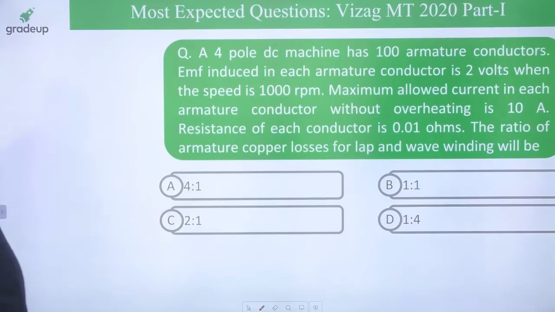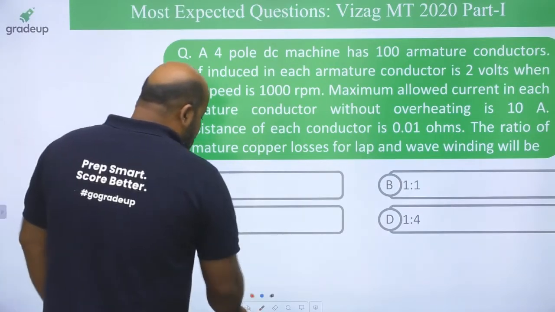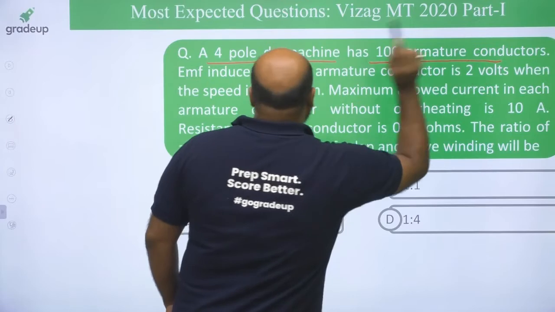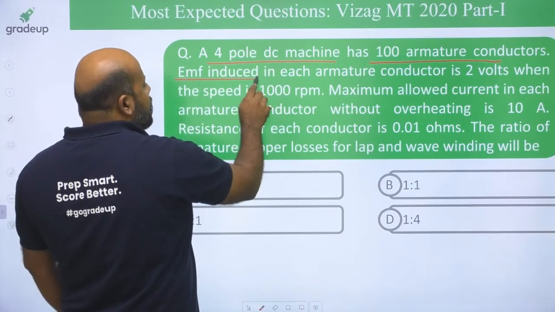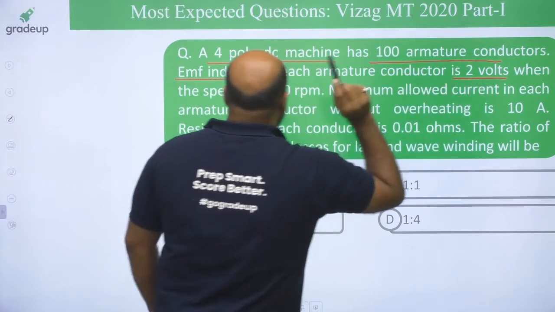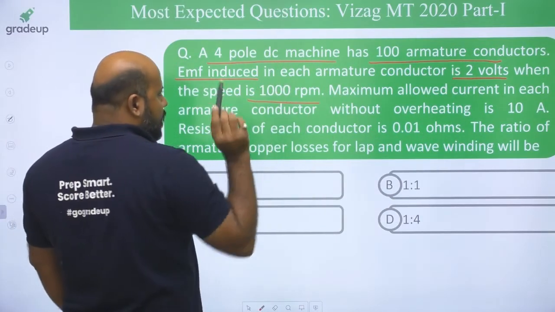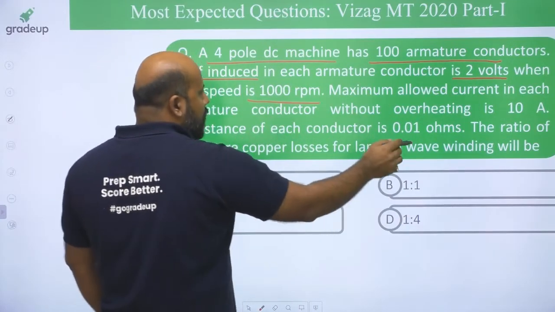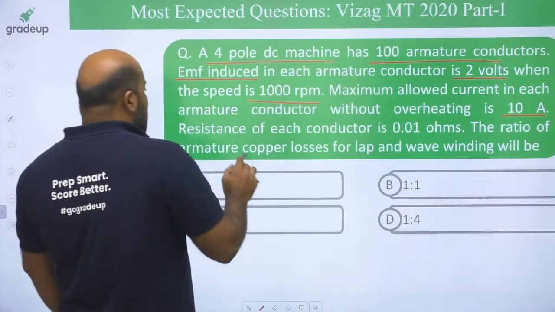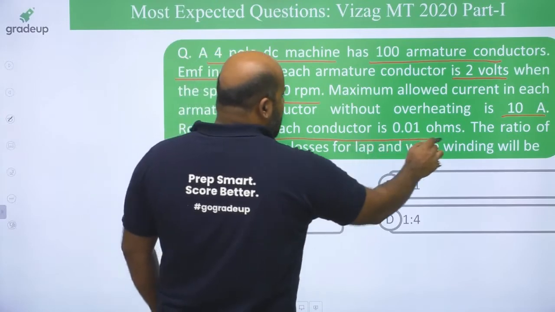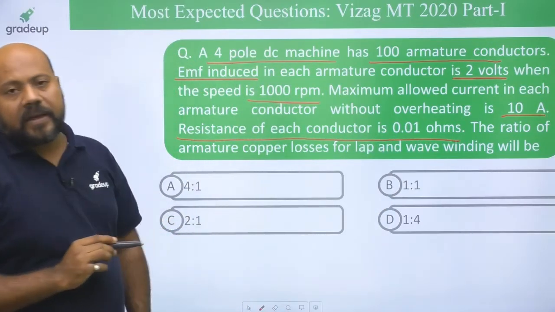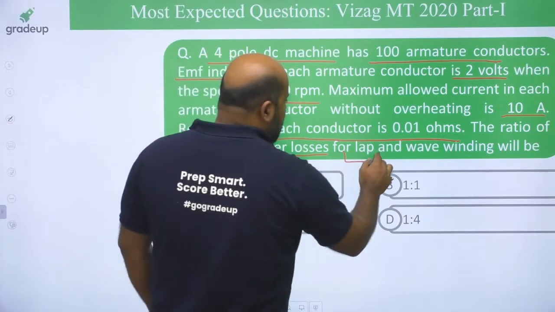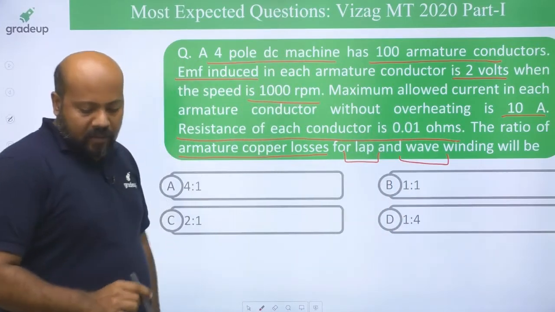Okay, let us start discussing the question. See, he is saying there is a 4-pole DC machine which is having 100 armature conductors, and he is saying that the EMF induced in each armature conductor is 2 volts and the speed is 1000 RPM, and the maximum allowed current in each armature conductor without overheating is 10 ampere. And he is asking the resistance of each conductor given as 0.01 ohms, and he is asking you the ratio of armature copper losses for the lap and wave winding. Everybody is getting that?